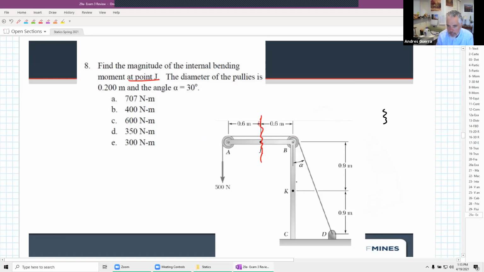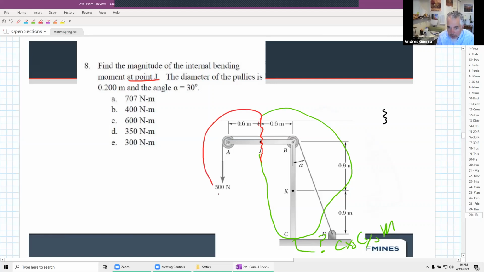Which side of the cut should we go to? Should we go to the right? If we go to the right of the cut, we have to go all the way to the right. Well, we don't know what's going on right here at point C. We know it's a fixed support, but we don't know CX, we don't know CY, and we don't know M. We could find it, but why do that when we could just go to the left, and we have our 500 newtons right here.